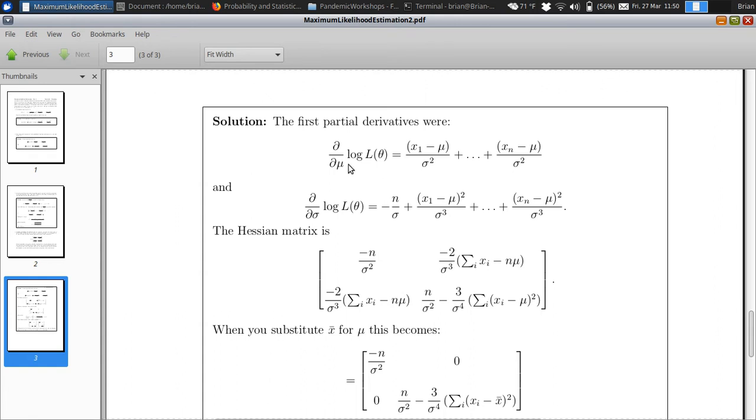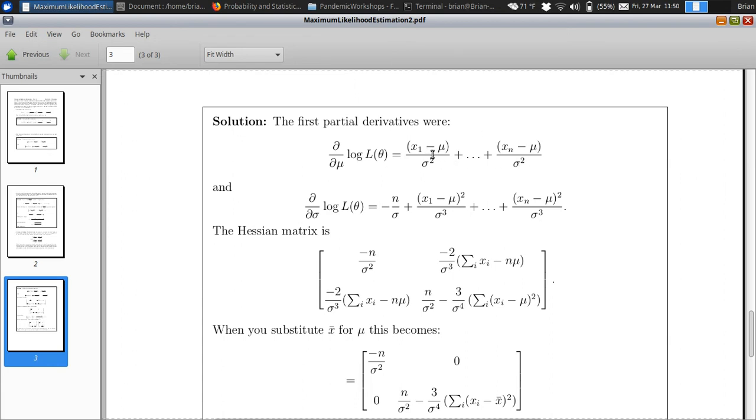First of all, here are the two first partial derivatives to get started. I just copied them so it's convenient. And now I need to find the partial derivatives a second time. If I have the partial derivative with respect to mu, then the second partial derivative with respect to mu would be the partial derivative of all of this stuff with respect to mu.